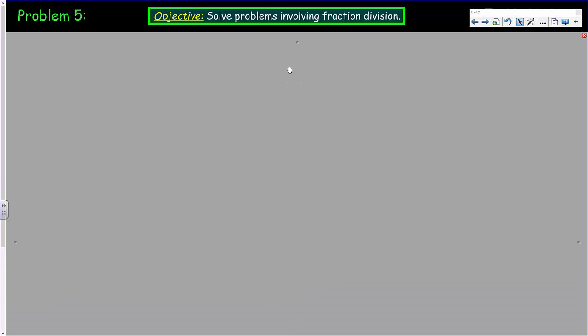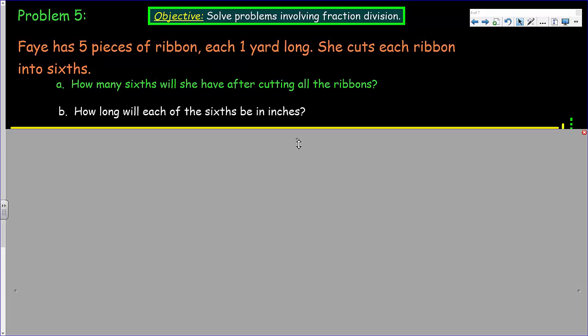Let's keep it going. Okay, here we go. Problem 5. It says Faye has 5 pieces of ribbon, each 1 yard long. She cuts each ribbon into 6. Okay, how many 6 will she have after cutting all the ribbons? It says, how long will each of the 6 be in inches?